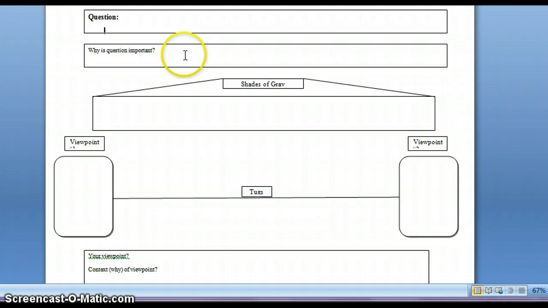Now here's the next part. Why is that question important? Why are we spending time with this question? How does this question influence you? How does it influence stakeholders? How does it influence society as a whole? So answering why this question is important to look at is key.